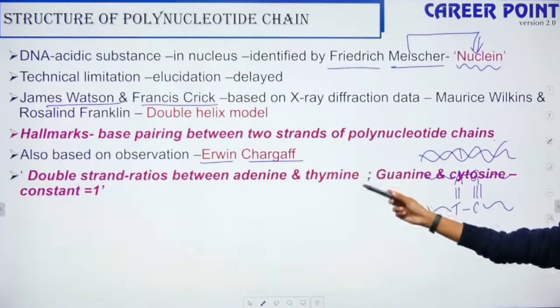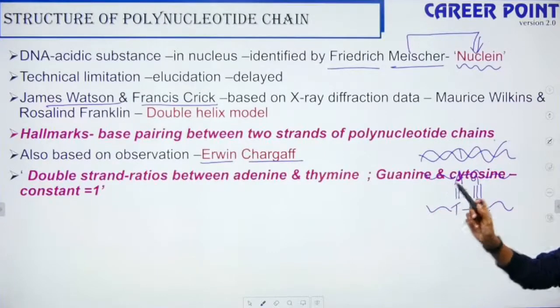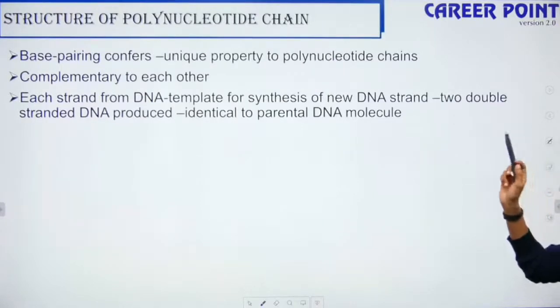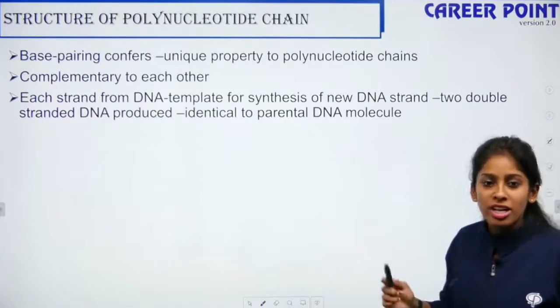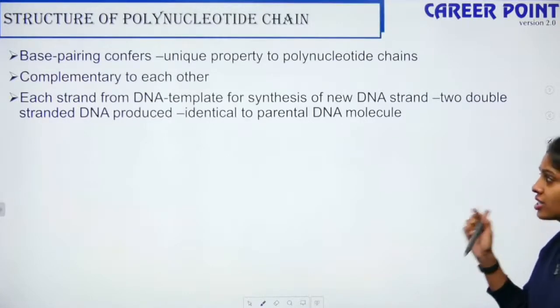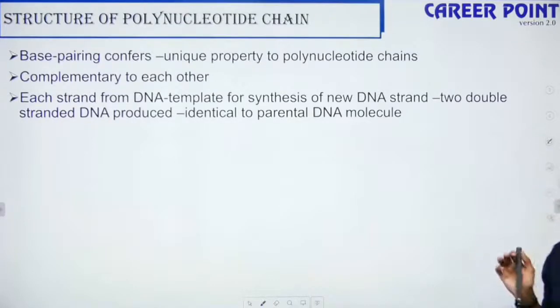So, in double-stranded DNA, the ratios between adenine and thymine, guanine and cytosine is a constant, and that equals 1. So, structure of polynucleotide chain. The base pairing confers a unique property to the polynucleotide chain. They are complementary to each other. So, each strand from one DNA acts as a template for the synthesis of a new strand.